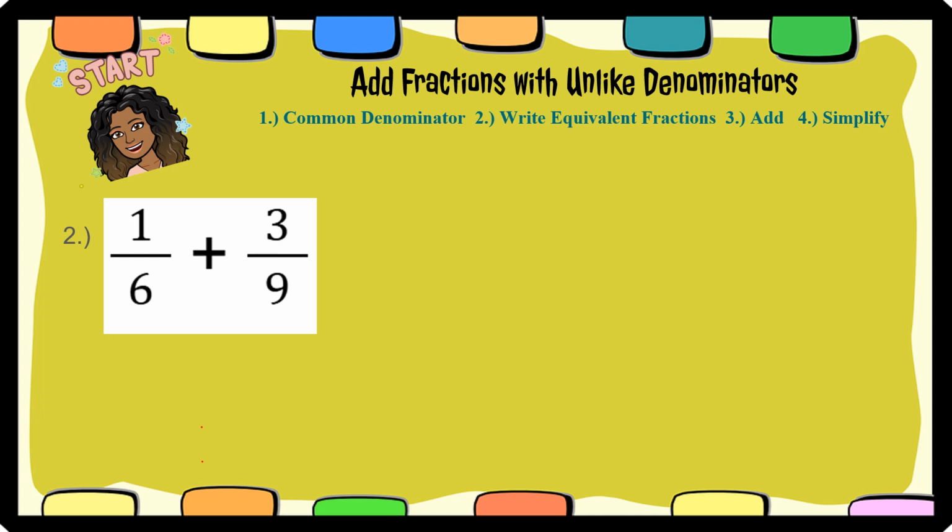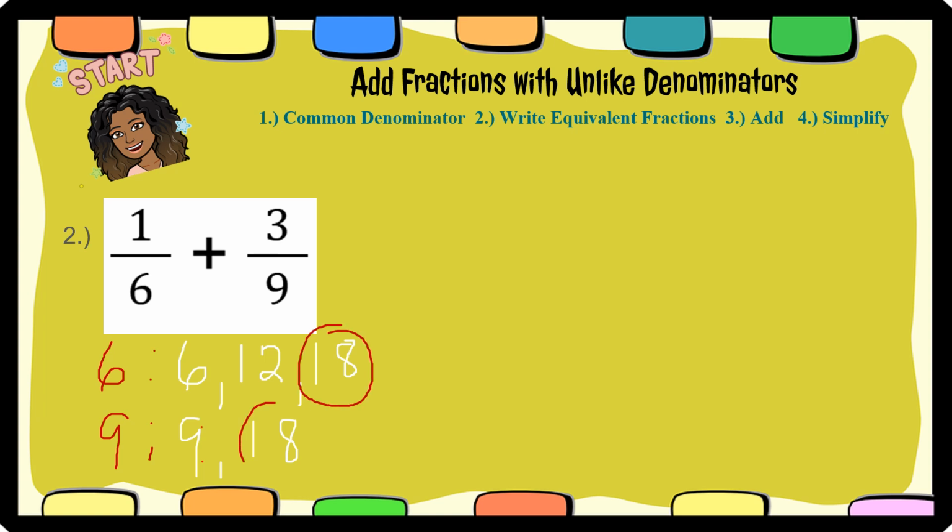Next problem, 1/6 plus 3/9. Number one, our step is to find the common denominator. Our denominators in this problem are 6 and 9. So we're going to write out our multiples of 6 and 9. Our multiples of 6 are 6, 12, 18. My multiples of 9 are 9 and 18. So my common denominator between the two is 18.